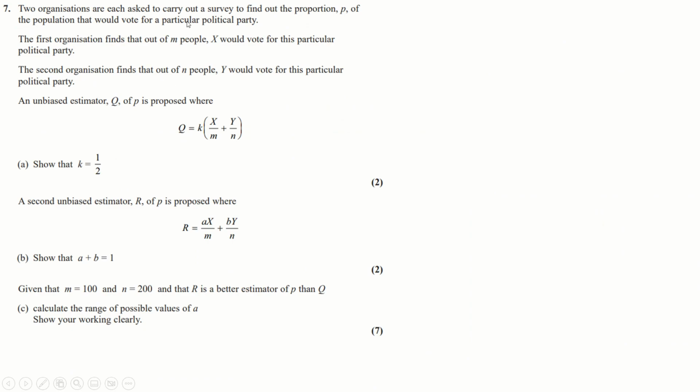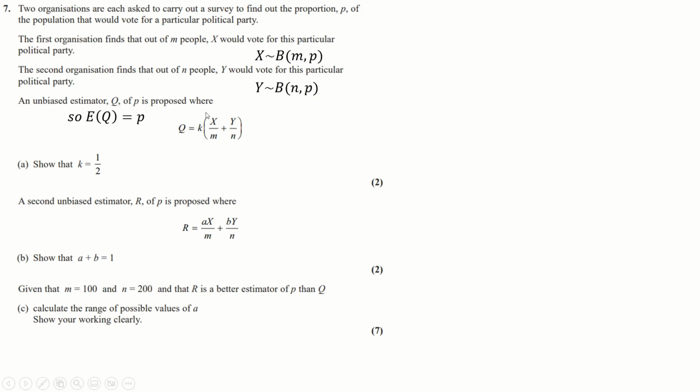Anyway, we've now got our question about the E's and vars of a couple of different distributions. I like these questions quite a lot because they're nice and straightforward, I think. Firstly, this thing here we're going to say is a binomial because there's m people and probability p. So X is distributed binomially, and so is Y, just with n people instead of m. And an unbiased estimator is when E of Q is equal to the thing that it's estimating, so in this case, P.